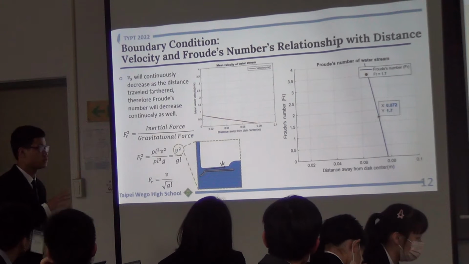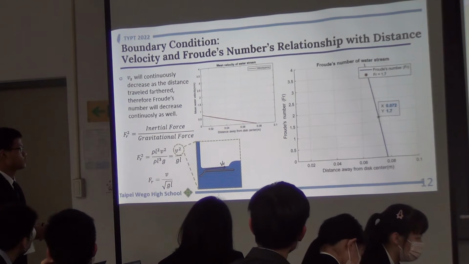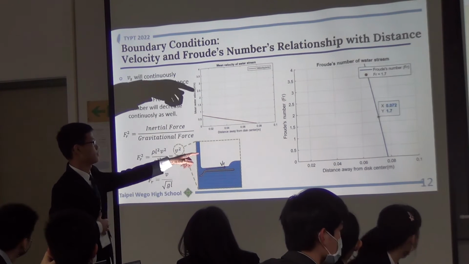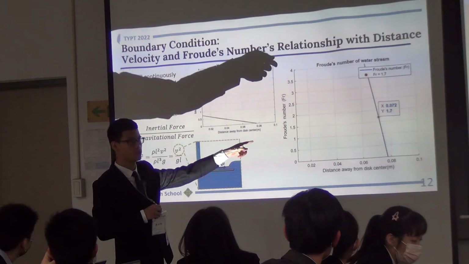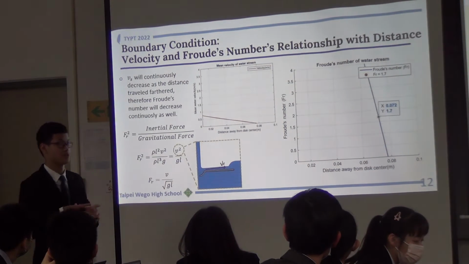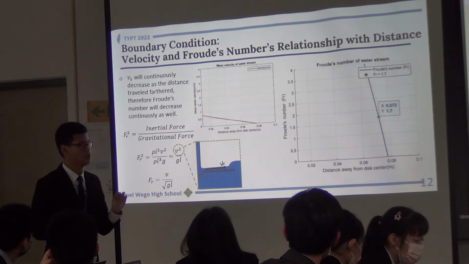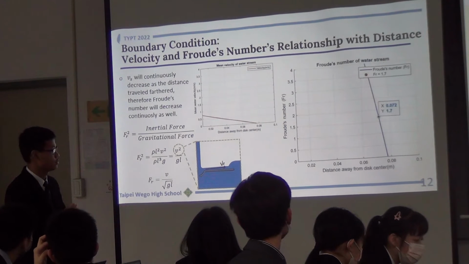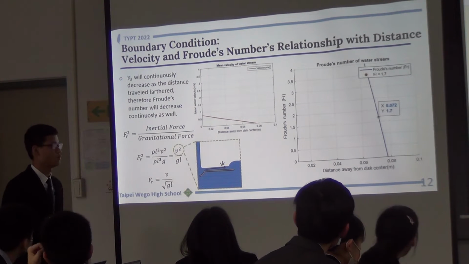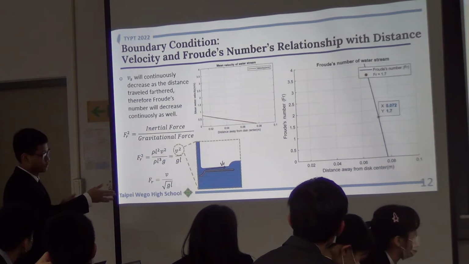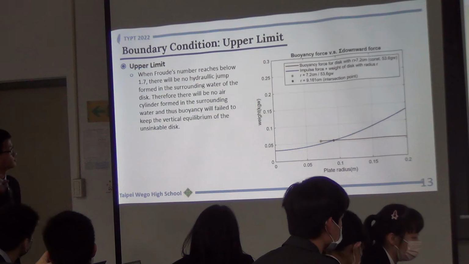We can put this into another graph about the relationship between the distance and the Froude's number, from which we get that when the distance away from the disk center is approximately 7.2 centimeters, which is the radius of the disk, the Froude's number goes to 1.7, which is our boundary limit. When it goes past that, the Froude's number goes lower than 1.7. So if the disk is larger than that radius, it will sink also.